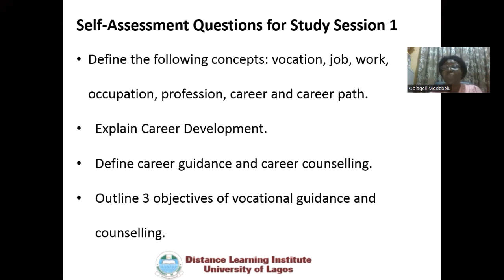So having participated in this lesson today, I know by now you should be able to define vocation, define a job, and say the three types of job, define work, define occupation, profession, career, and give examples of career path. You should be able to explain career development, define career guidance and counseling, and outline three objectives of vocational guidance and counseling.